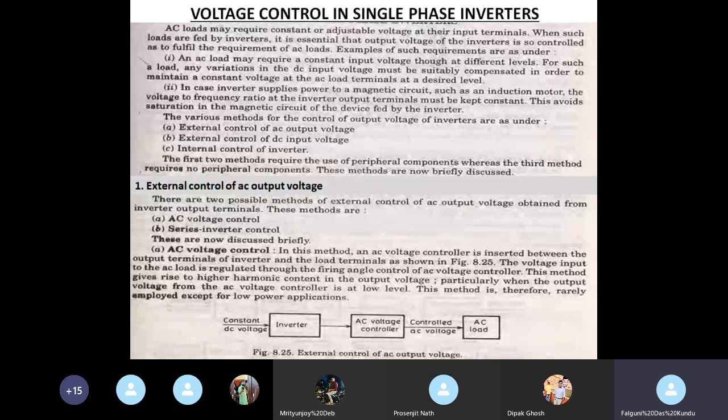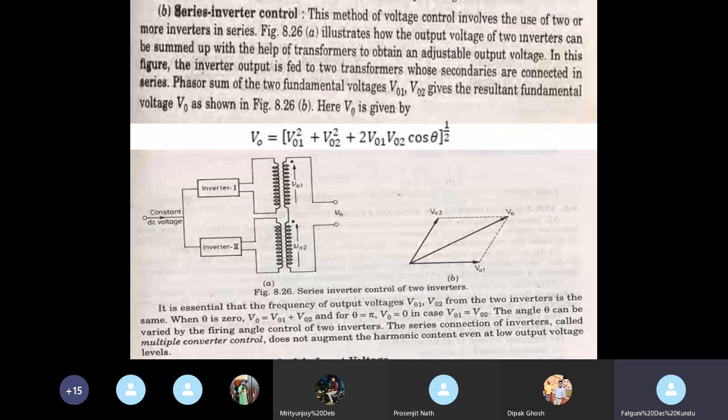This method gives rise to higher harmonic content in the output voltage, particularly when the output voltage from the AC voltage controller is at a low level. This method is therefore rarely employed except for low power applications. So this is only used for low power applications. This is the AC voltage control. Then we are going to discuss the series inverter control.